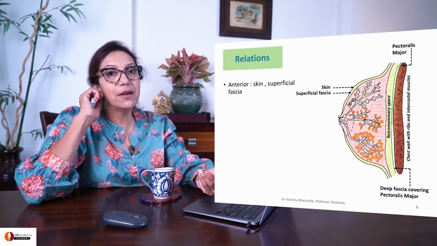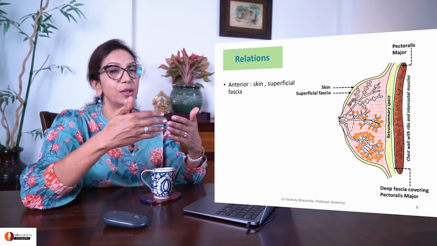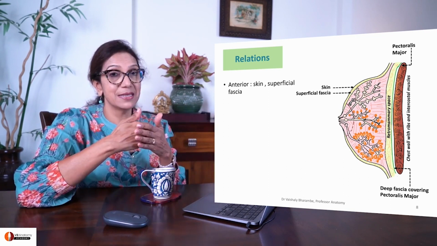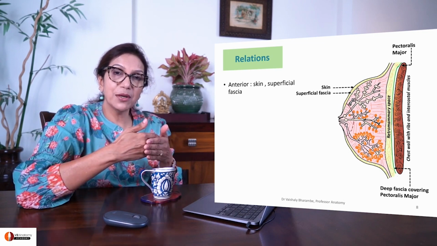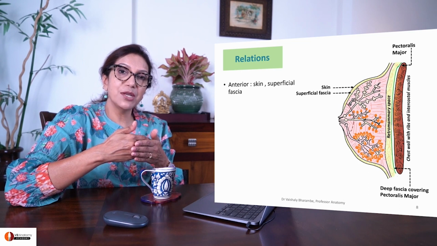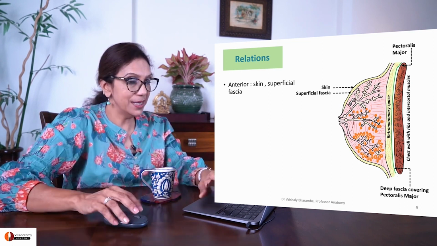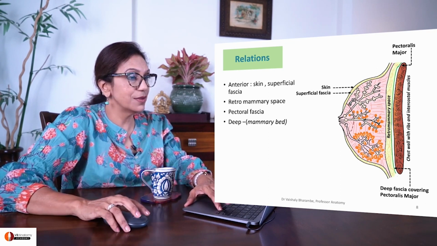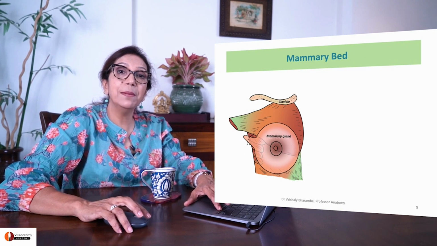So, what is mammary gland related to? Superficially to skin, superficial fascia. On the deeper side, the mammary base is related to retromammary space, fascia covering pectoralis major muscle, and the chest wall. These are the relations of mammary gland. We'll be discussing each of these some more. First, let's talk about what is called the mammary bed.